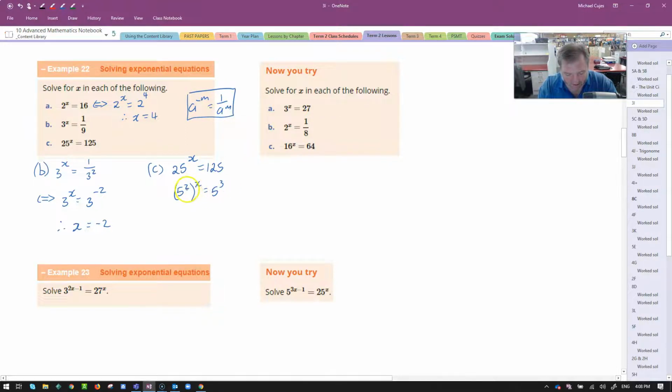Using my index laws, I've got a power raised to a power. That's on the left-hand side, 5 to the 2x, and that's going to equal 5 cubed, so I can make the conclusion the powers have to be equal. 2x equals 3. X equals 3 over 2. Then you've got your answer there.